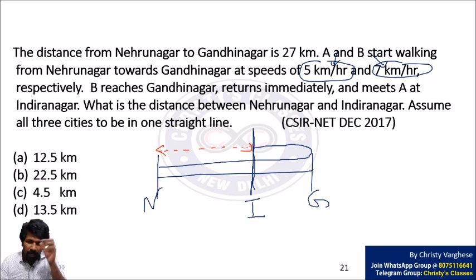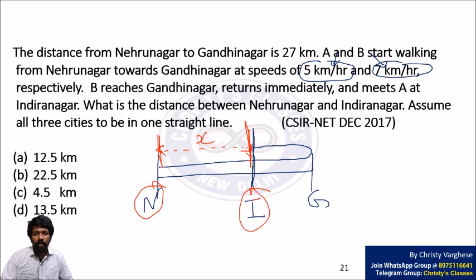Time taken for A to reach Indira Nagar and time taken for B to reach Indira Nagar is the same, because that is what the question says. The meeting place is called Indira Nagar, so the time taken to reach there is the same. Now, what is the distance between Nehru Nagar and Indira Nagar? The question is asking nothing but the distance travelled by A, because A is travelling from Nehru Nagar to Indira Nagar. So our required unknown x is the distance travelled by A. How much distance did A travel?